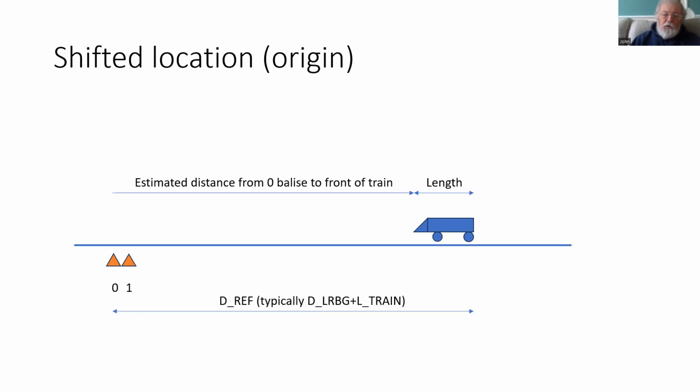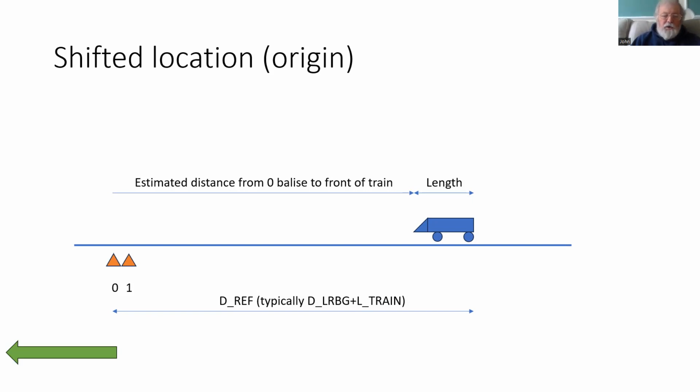So what we can do is send a message to the train saying that the movement authority and other information contained in that message is offset, and it's offset by a distance called D_REF. And that would typically be the distance to the LRBG from the front of the train plus the length of the train.